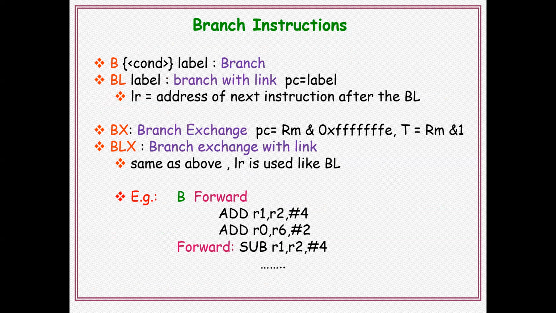The branch instructions supported by ARM are: first one is B, branch; second one is BL, branch with link; next, BX is also supported, branch exchange; and BLX is also supported, branch exchange with link.